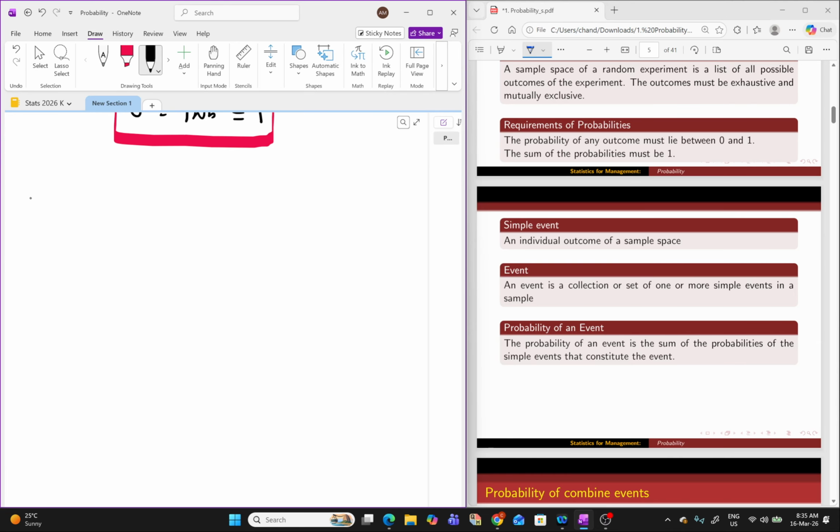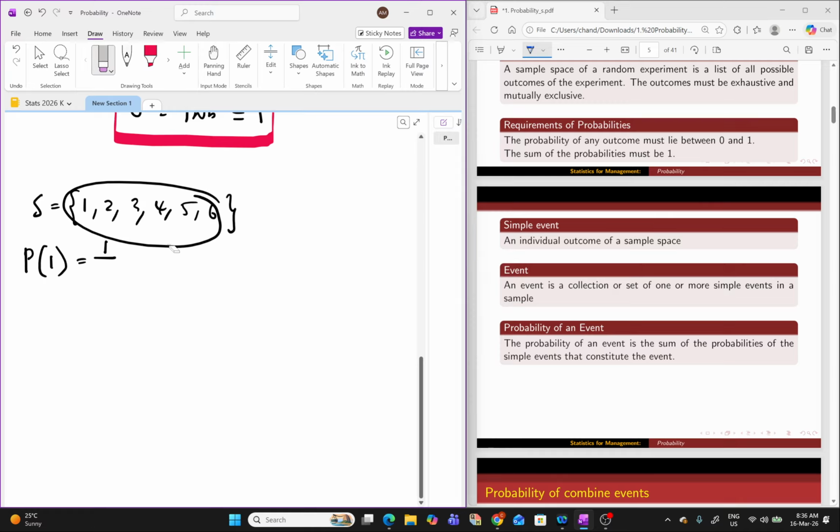A simple event is an individual outcome in a sample space. For example, the sample space I denote by S: 1, 2, 3, 4, 5, 6. What is the probability of getting 1? How many 1s are there? 1 over how many outcomes altogether? 6. This is the answer.